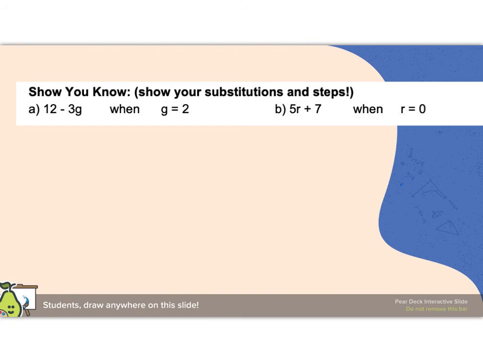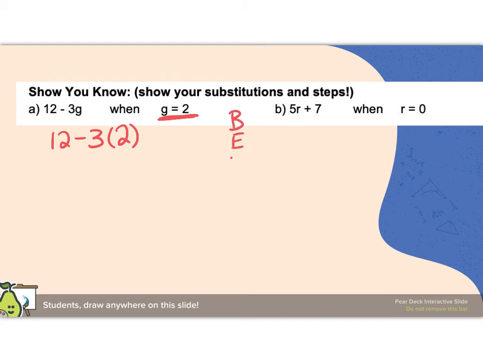Let's try it with some other numbers. So once again, 12 minus 3g when g equals 2. I'm going to copy down everything except for that letter. And when I get to the g, I'm going to put in brackets and just replace it. Since I know that g equals 2, I'm going to plop that 2 in here.